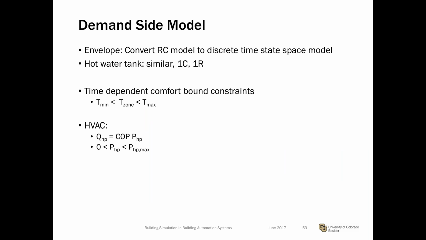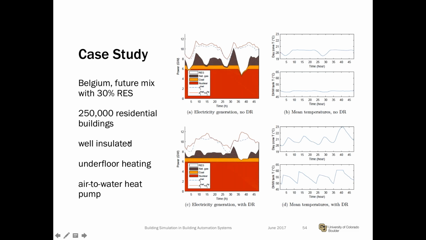We then take this RC network model, convert that into a discrete time state space model, and do the same for the hot water tank, subject the temperature bounds to constraints that are a function of time, and recognize that the heat provided by the heat pump is simply the electricity consumed times the COP in this very simple scenario.